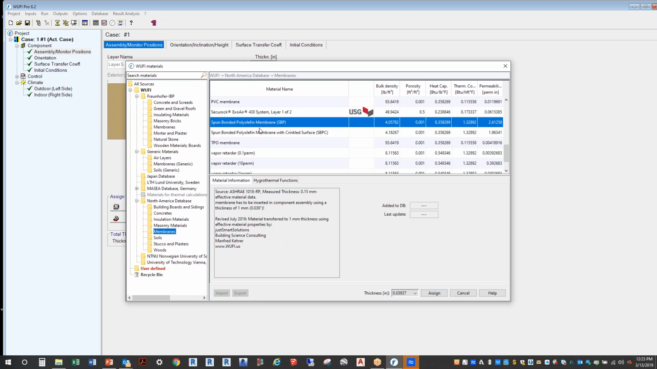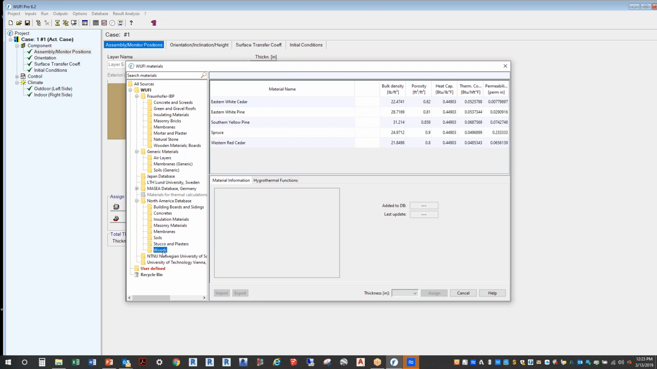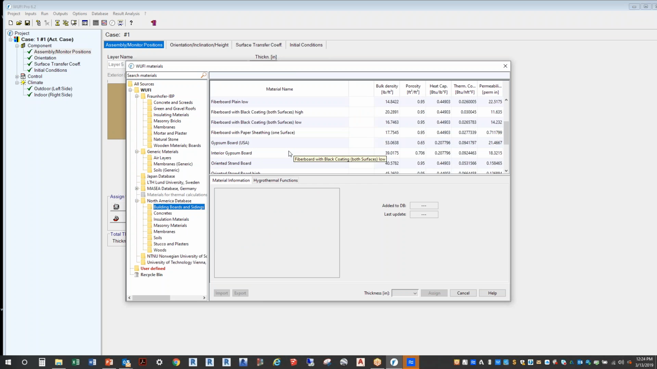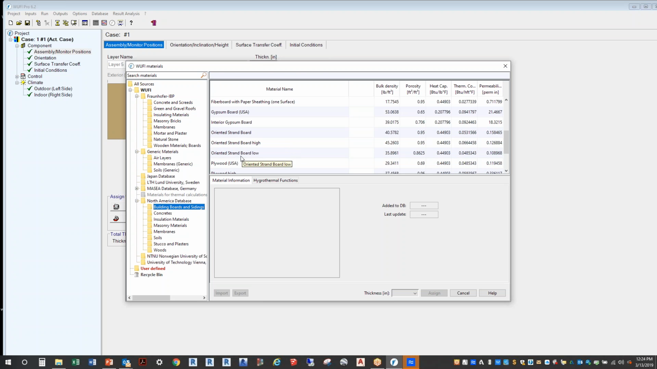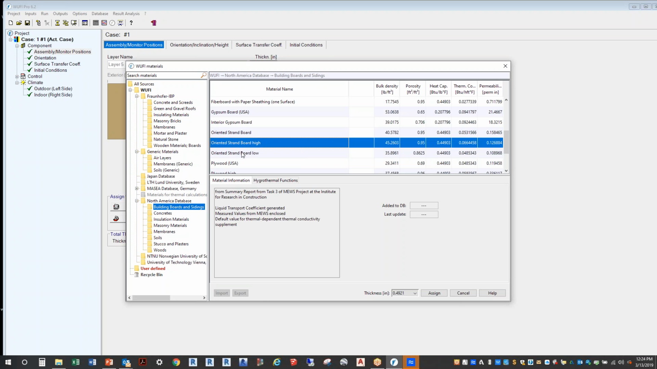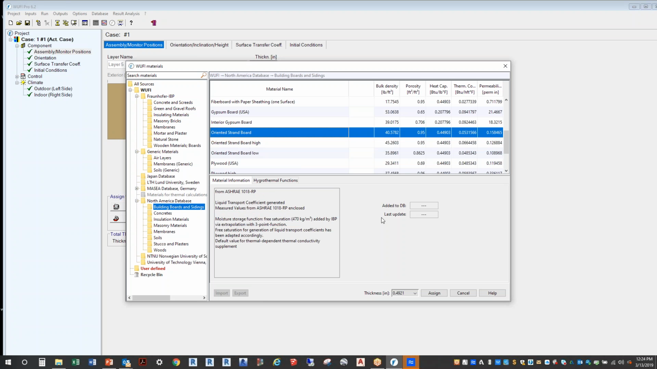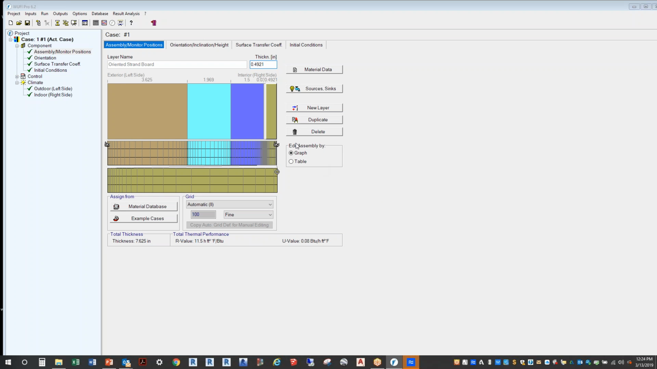Yeah, sheeting. So here we'll do OSB. I want to do boards and siding, fiber cement, OSB. Oriented strand board. So you have a high density and a low density. It's good for the generic one. Okay. Generic. We'll assign that. It's 0.4921 inches. And then we need to add another layer.